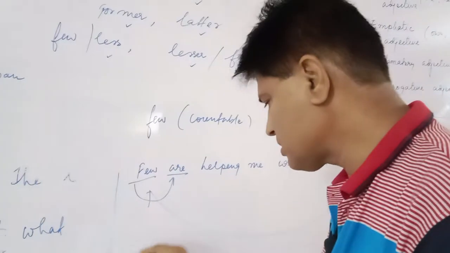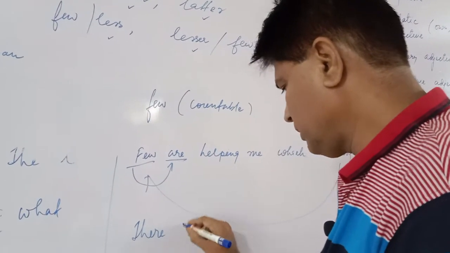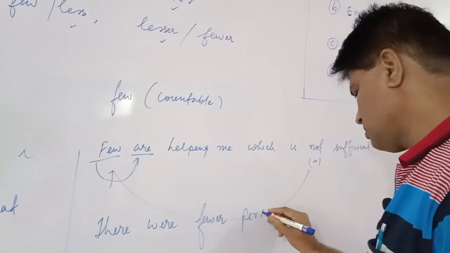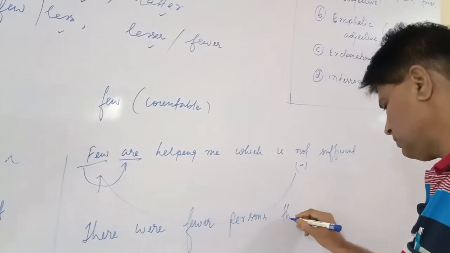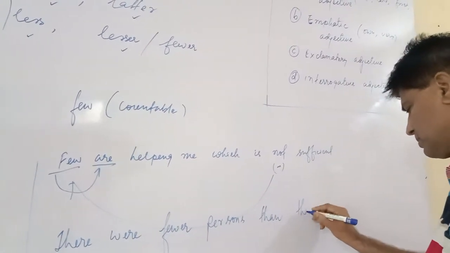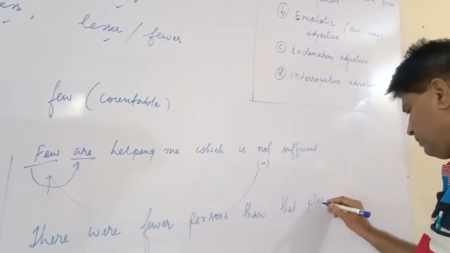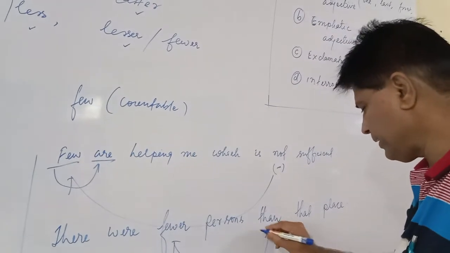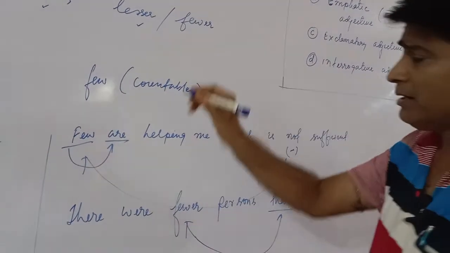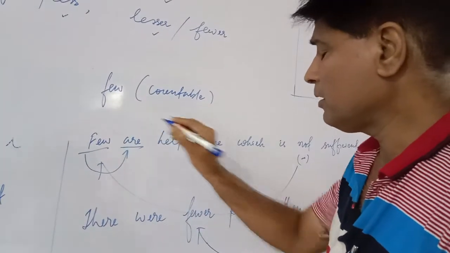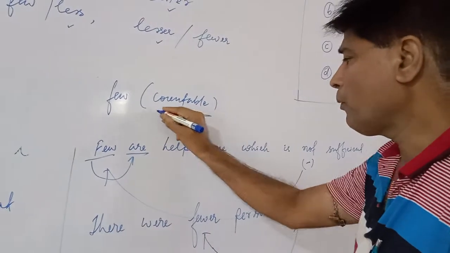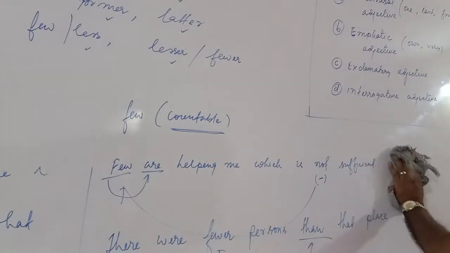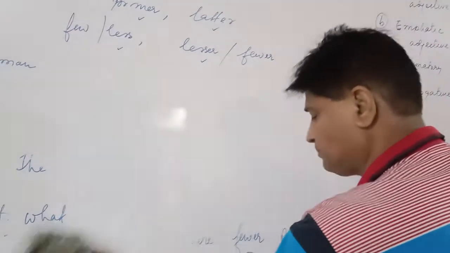Fewer defines comparison. There were fewer persons than at that place. So at the time of comparison you use fewer, and fewer is followed by than. In the similar way, few and fewer are countable adjectives, and less and lesser are called uncountable adjectives.